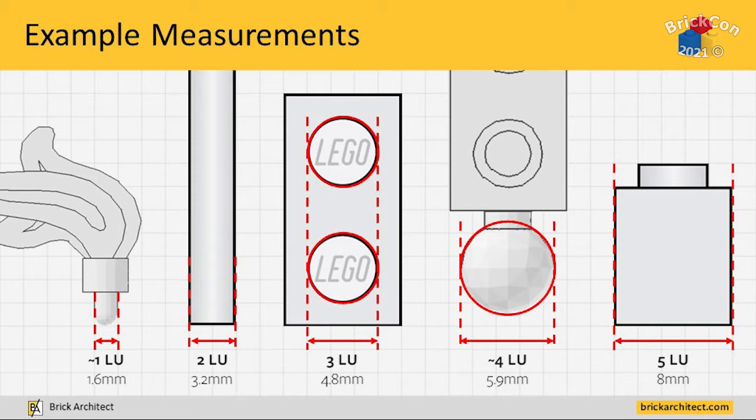3, again, is the width of a stud. About 4, it's not quite right, is a ball connection, just to give you a framework as to what that would be. And 5 is the width, and 6 is the height.